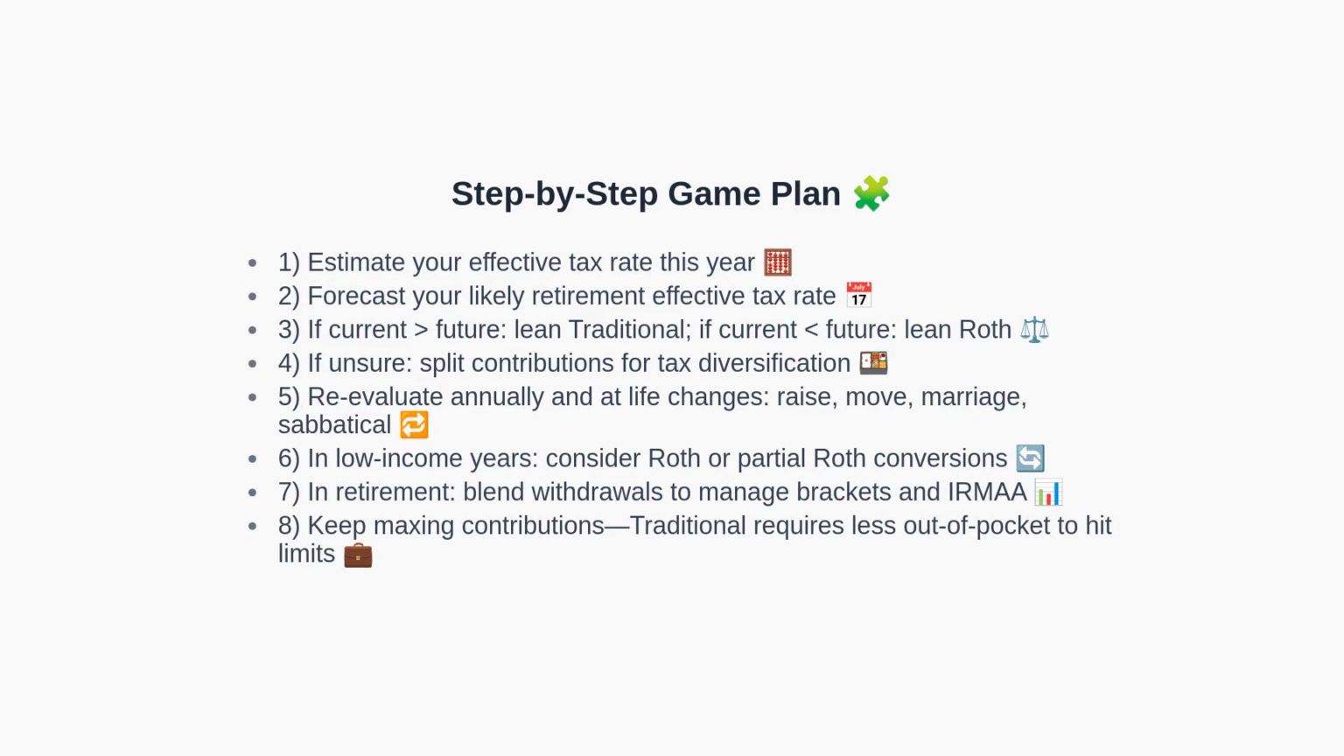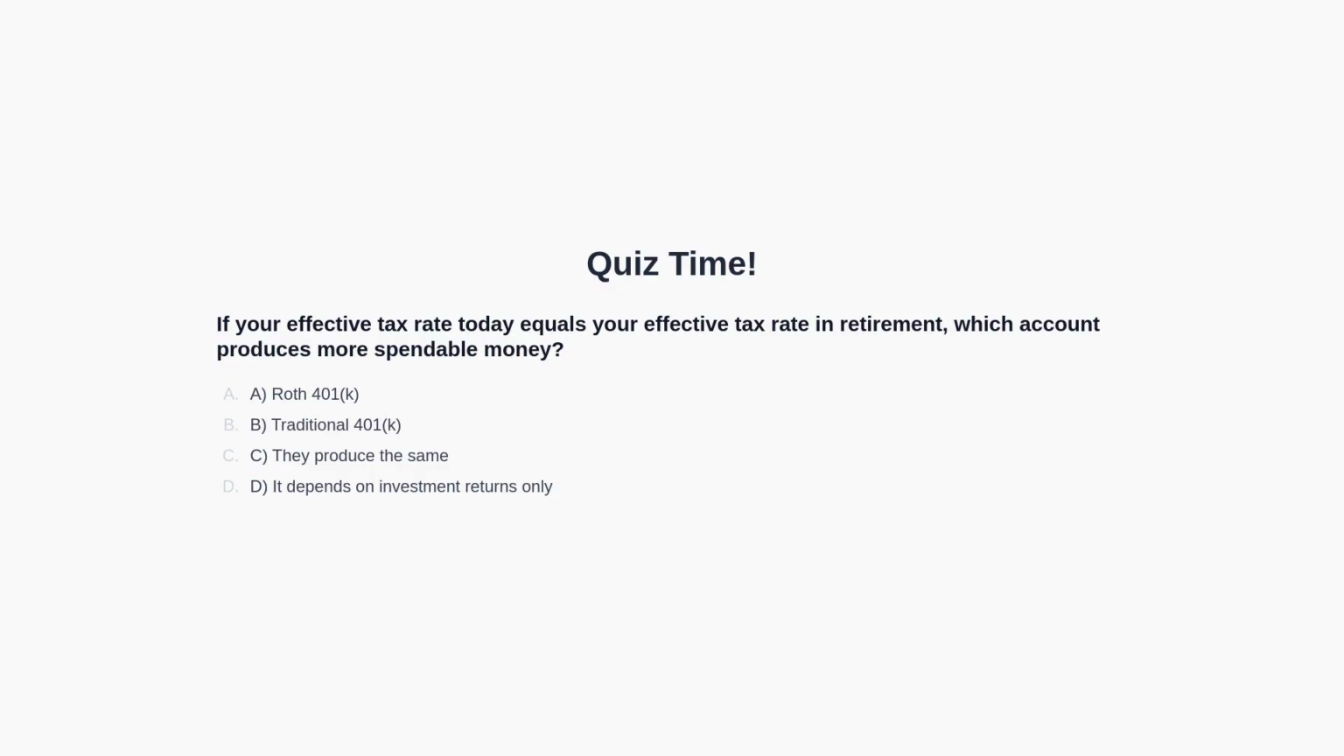Now, let's test your understanding with a quick quiz. Question: if your effective tax rate today equals your effective tax rate in retirement, which account produces more spendable money? Options: A. Roth 401k, B. Traditional 401k, C. They produce the same, D. It depends on investment returns only. You may pause the video now to think about the answer. We will discuss the answer in the next section of the video.